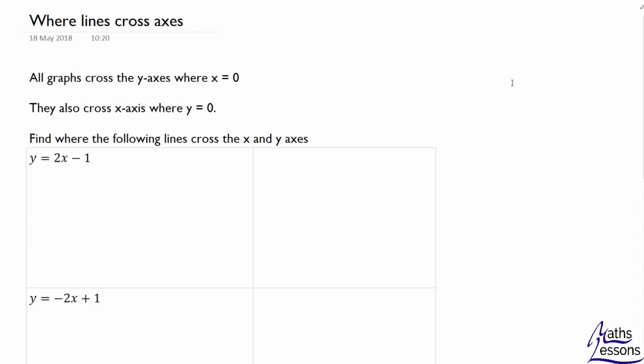Right, let's just now work out other things you need to be able to do with straight line graphs. You need to know where they cross the axes. So all graphs cross the y-axis where the x value is 0. So you put 0 in wherever the x value is here. And they also cross the x-axis where the y value equals 0. So to find out where it crosses the x-axis, make the y value here 0, and then you can find the x value. I'll just give you 30 seconds to have a go at the first one, and then I'll go through it.